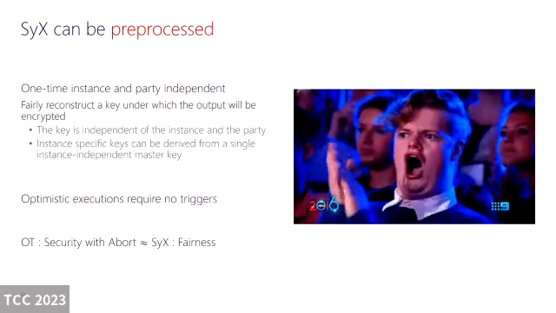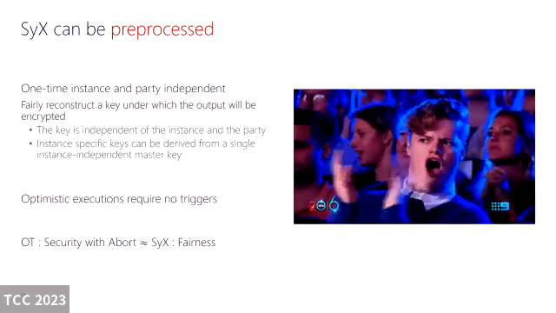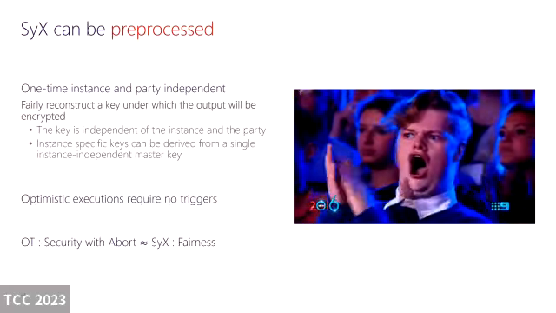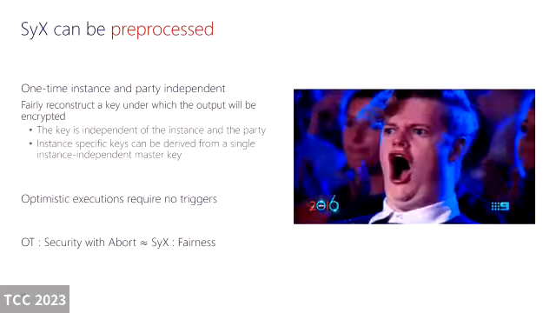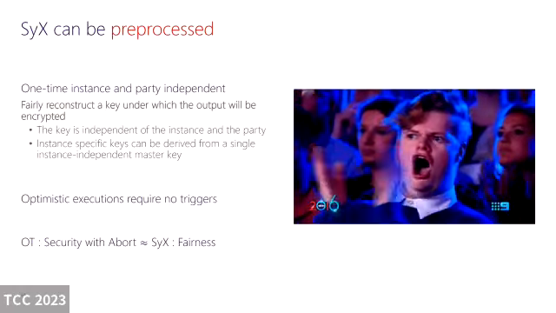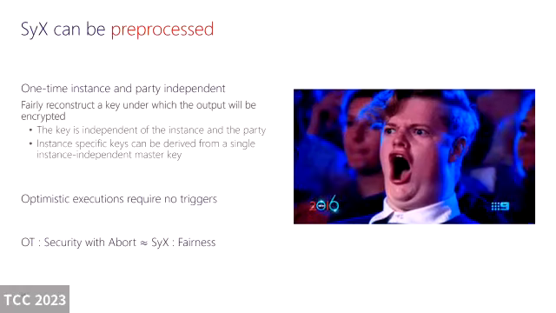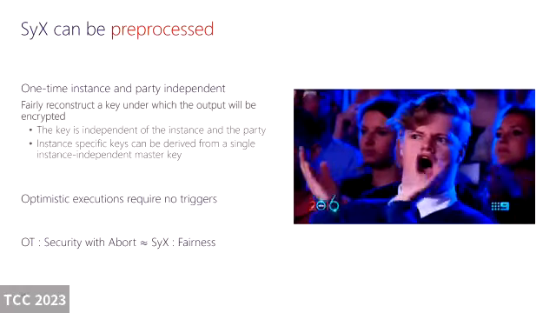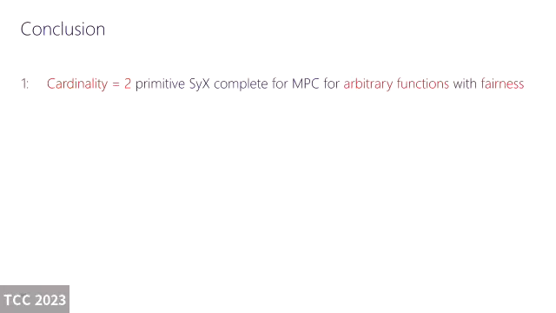It turns out that this functionality can also be pre-processed. I will not go into the details, but at a very high level, instead of fairly exchanging the actual outputs, what you do is you fairly exchange secret shares of a key which encrypts the output. I'd suggest you look into the paper for details. So in conclusion, we have seen that cardinality 2 primitive SYX is complete for MPC for arbitrary functionalities with fairness.